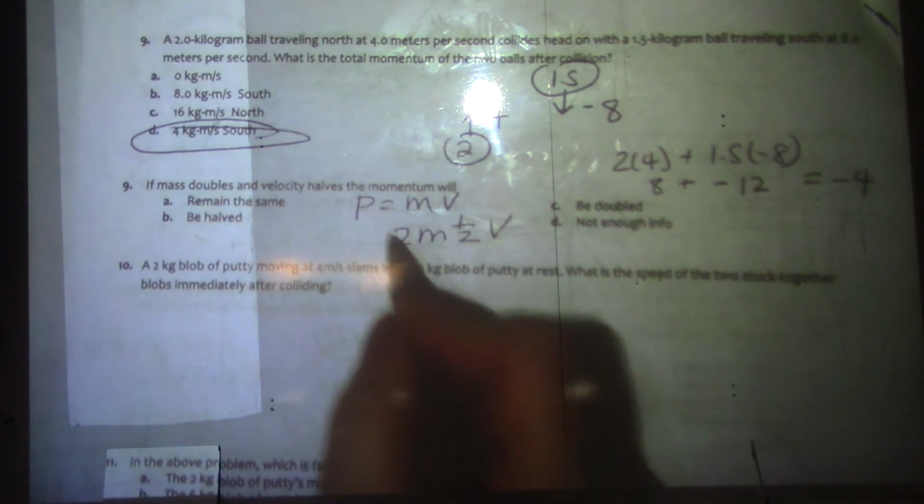So momentum is mv. If I have twice the mass and I have half the velocity, see how doubling and halving will cancel out, and that would remain the same.